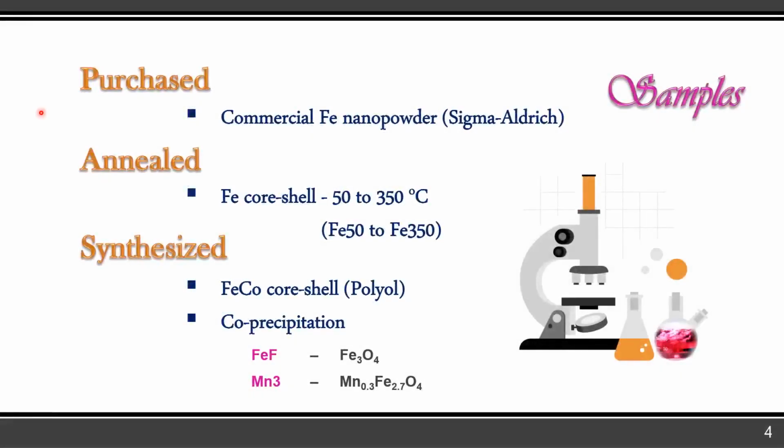This slide shows the samples used in this work. Stable Fe nanopowder of the smallest available size was purchased from Sigma Aldrich. As metal nanoparticles are always accompanied by an oxide shell, in order to vary the shell thickness, the Fe nanopowder was annealed from 50 to 350 degrees Celsius.